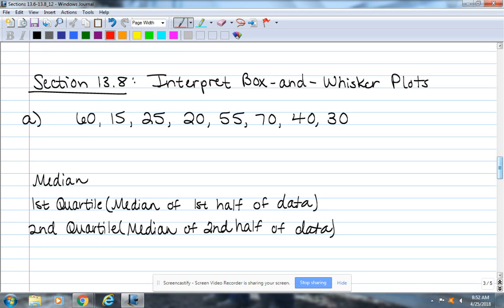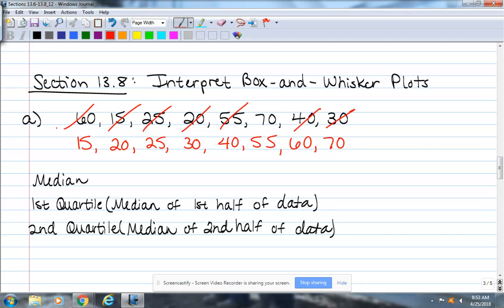Yes. Anytime you do box and whisker, you have to have your data in least to greatest. All right? So that's the first thing we're going to do here. So what's our lowest number? 15. And then 20. And then 25. And then 30. 40. 55. 60 and 70. Very quick count.